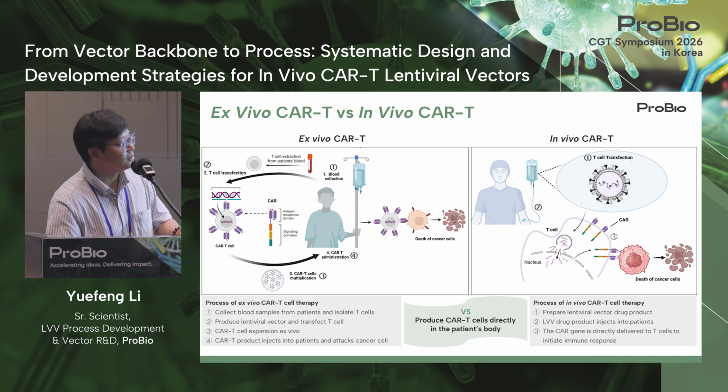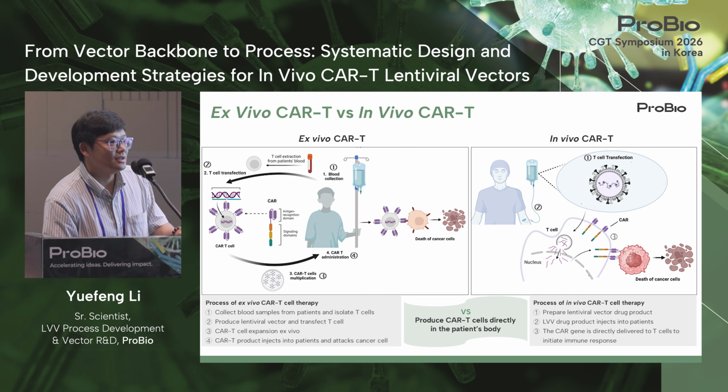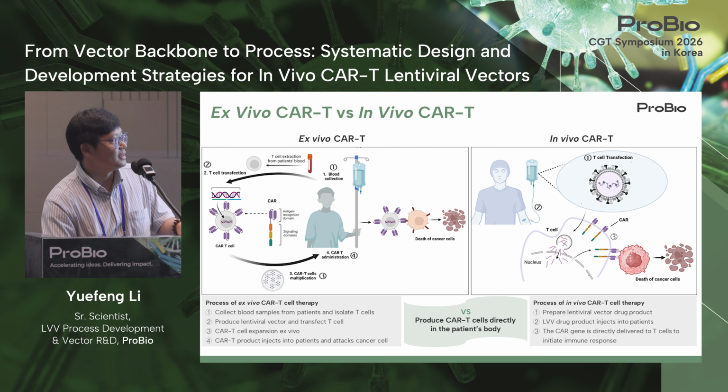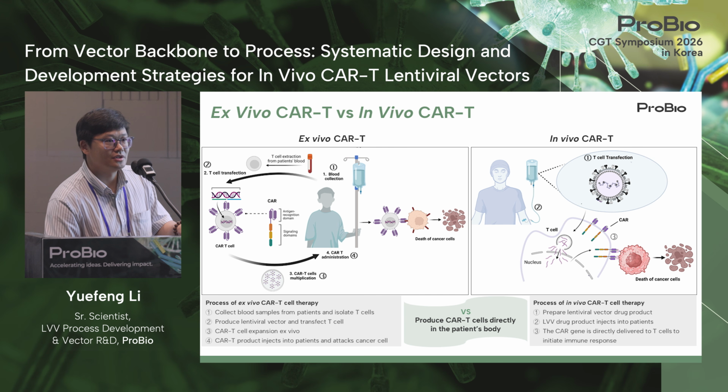So in vivo CAR T is actually making CAR T cells directly inside the bodies of the patients. So we don't have to isolate the T cells and then transduce it with a vector to let it have a CAR gene. We directly give the CAR gene to the patients. So the gene goes into the T cells directly in the patient's body and makes the CAR T cells in situ. That's what we call in vivo CAR T.